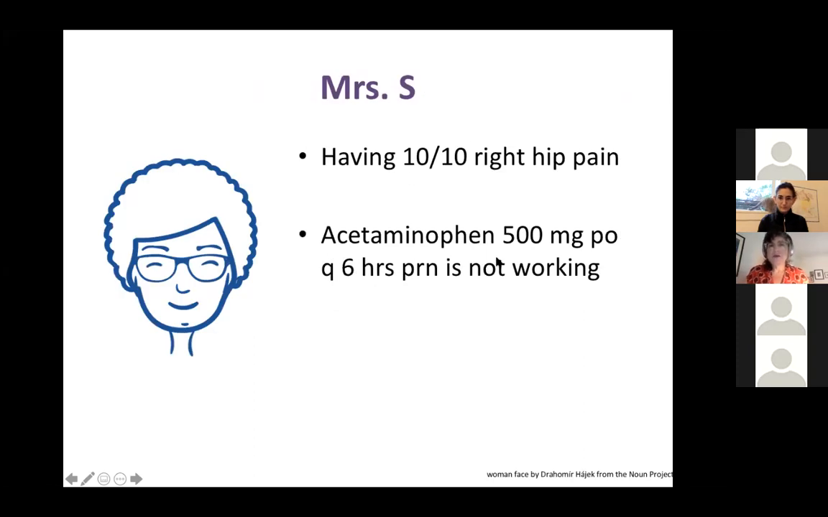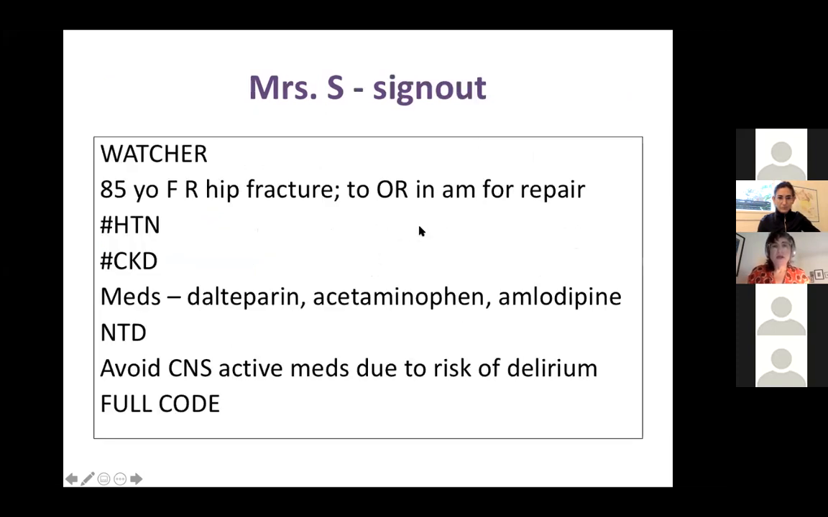All right, so we're going to launch right into cases. This is going to be case-based. The first patient is Mrs. S. She is having 10 out of 10 right hip pain. Tylenol, 500 milligrams every 6 hours as needed, is not working. You look at your trusty sign out. It says that she's a watcher. People have identified that bad things happen to older adults in the hospital.